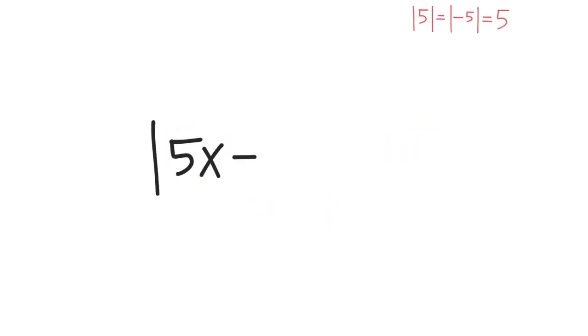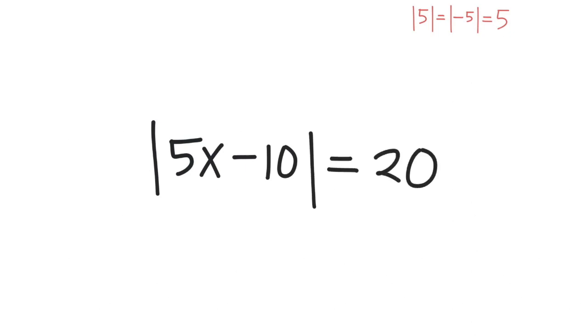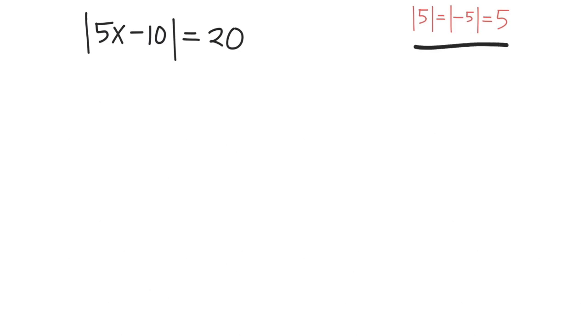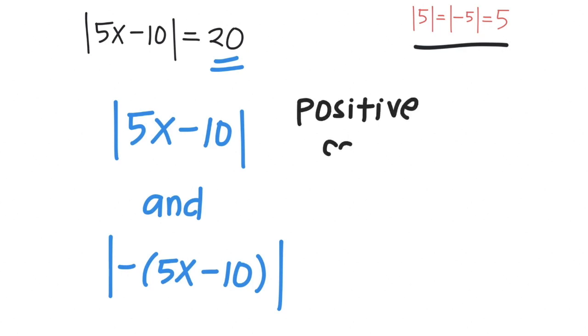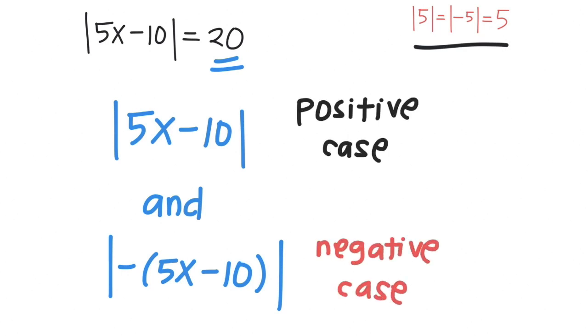Now, let's try this example. We have an absolute value of 5x minus 10, which is equal to 20, and we want to solve for x. If we look at our example earlier, we got 5 from an absolute value of 5 and an absolute value of -5. The same thing here, we have 20 from an absolute value of 5x minus 10 and an absolute value of -5x minus 10. Hence, to solve for x, we need to break this equation down into two separate processes. So we'll have a positive case and a negative case.